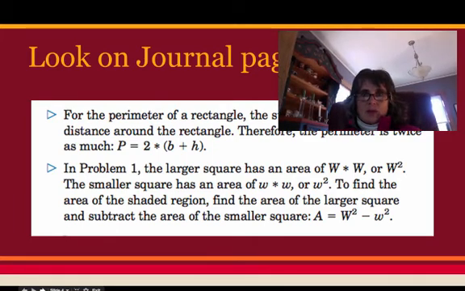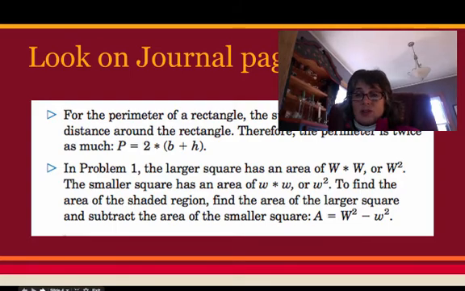Now, also, if you look at journal page 93, you'll see in problem 1, the larger square has an area of W times W, or W squared. The smaller square has an area of little w times little w, or little w squared. To find the area of the shaded region, find the area of the larger square and subtract the area of the smaller square. Now, if you look at that formula, it absolutely tells you all about it. So it's a shortcut.